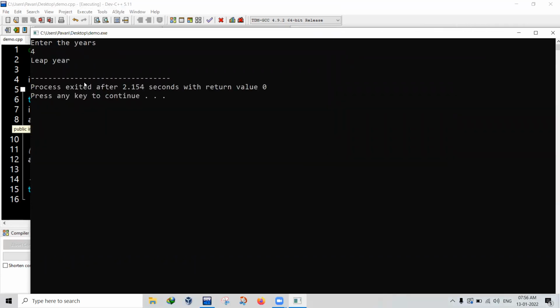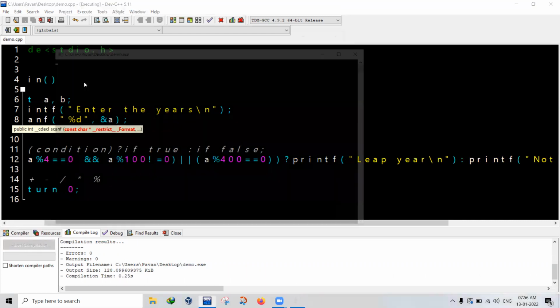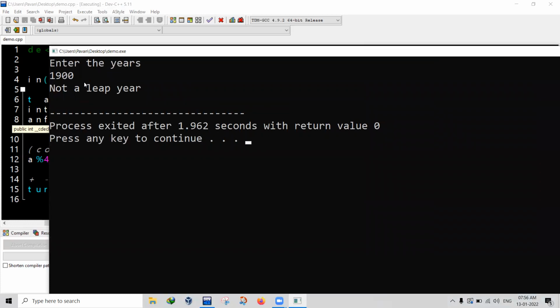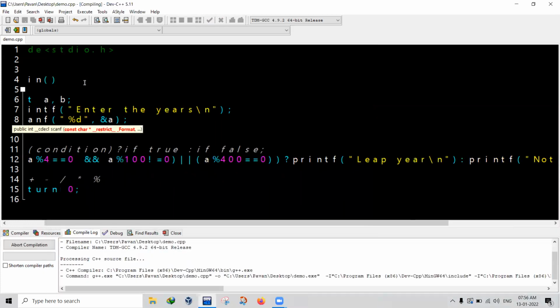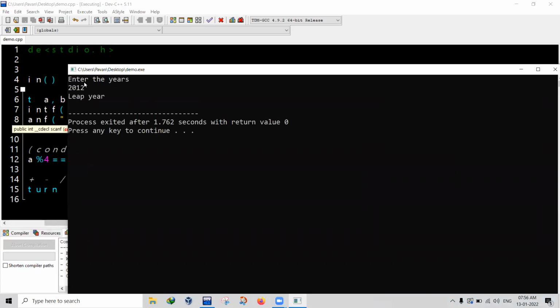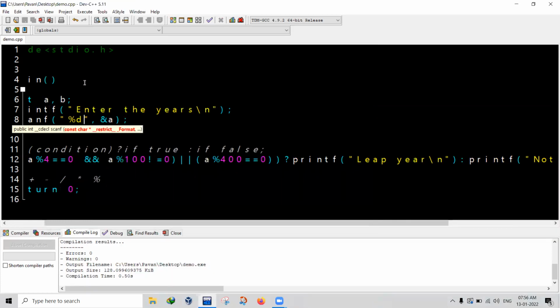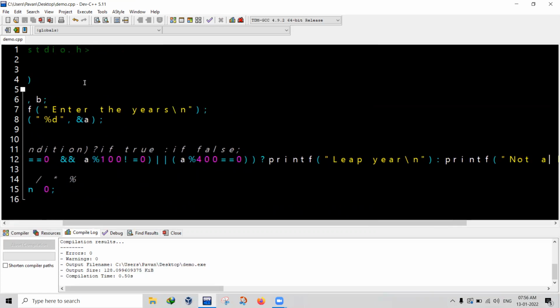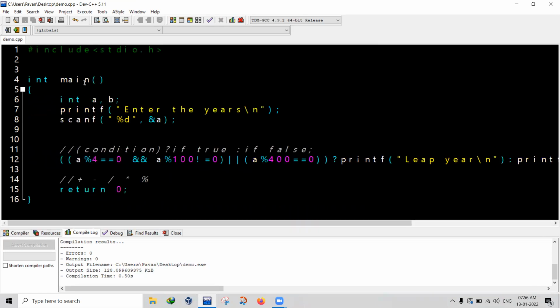Guys, if the calendar has started from 0, then first year, second year, third year, and the fourth year becomes a leap year. Whereas the year 1900 is not a leap year, and you can see clearly it's not a leap year. I'm not sure if 2012 was a leap year. Let's trace it out. Is 2012 a leap year? Yes, 2012 was a leap year, and 1900 was not a leap year. This is the simplest program that you can write, and see, with the help of the conditional operator, everything is performed in a single line. So that's the beauty of the conditional operator.